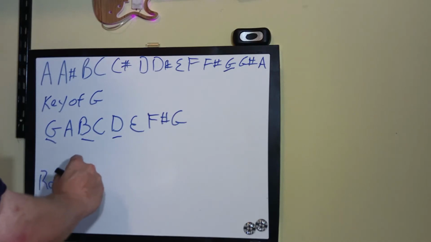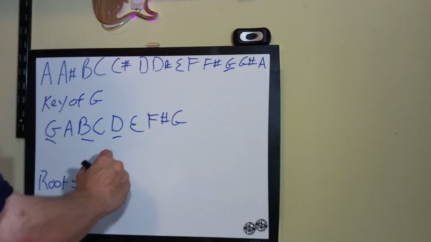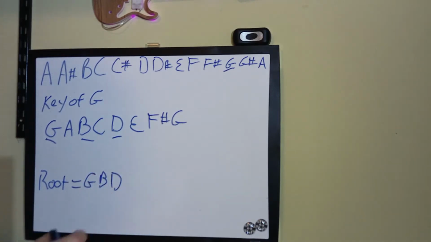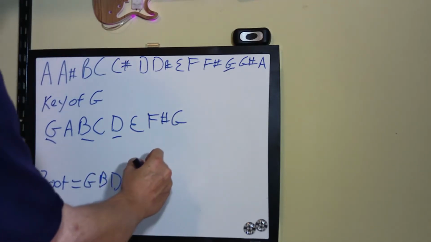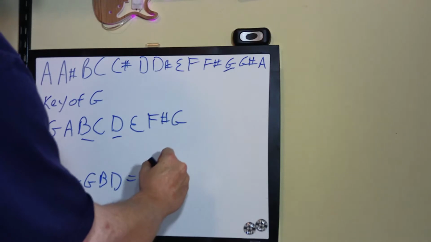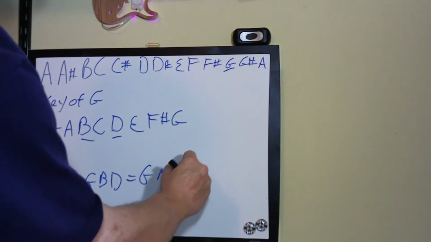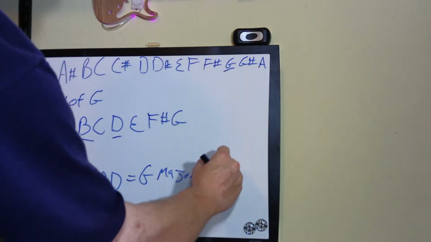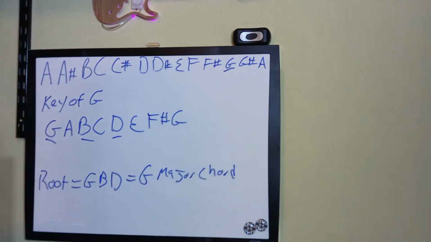Okay, so what we're going to do is we're going to use the skip a note trick to find 3 notes that make up our chords. So we know if we start with G, we skip the A, take the B, skip the C, and take the D, we get our root chord of the G major scale, and that's the G major chord.